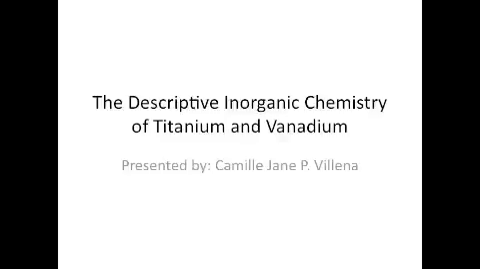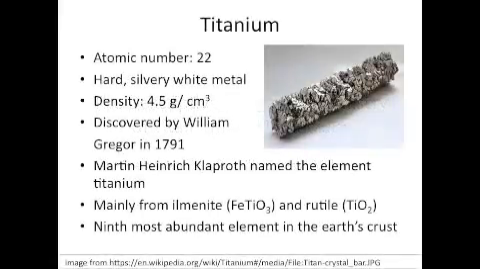This presentation discusses the descriptive inorganic chemistry of titanium and vanadium. Titanium has an atomic number of 22. It appears as a hard, silvery white metal and has the lowest density among the transition metals, with a density of only 4.5 grams per cubic centimeter. It was discovered by William Gregor in 1791.